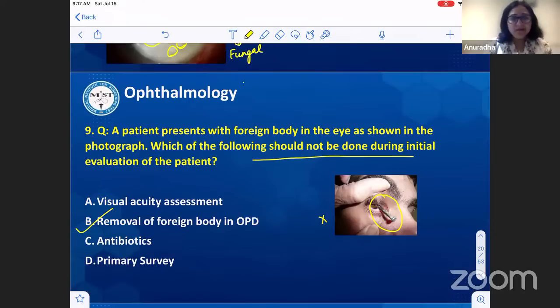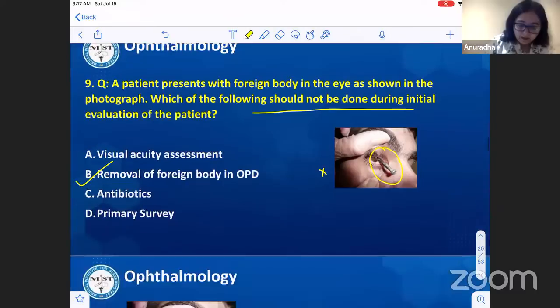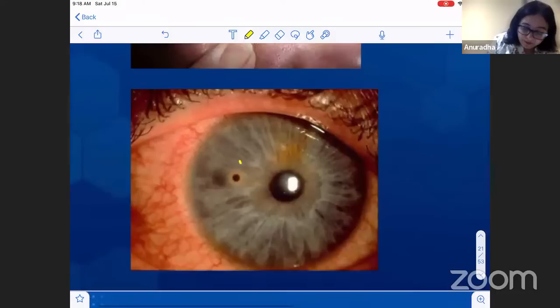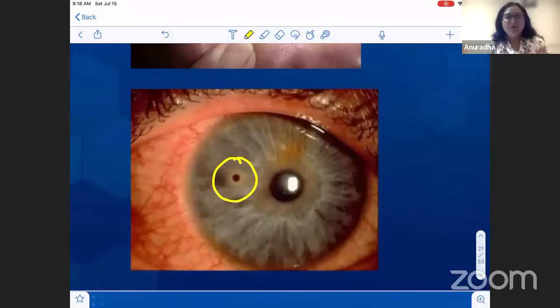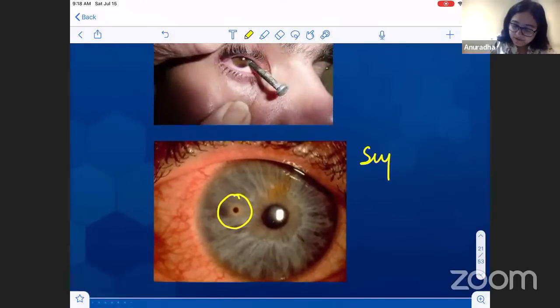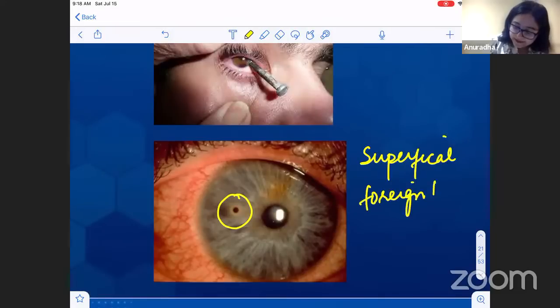Antibiotics can be given. Primary survey, you want to check that there are no other injuries, but never remove an intraocular foreign body in the OPD. Now, in contrast to this, if the foreign body is superficial, this can be removed. A superficial corneal foreign body or a conjunctival foreign body can be removed in the OPD.